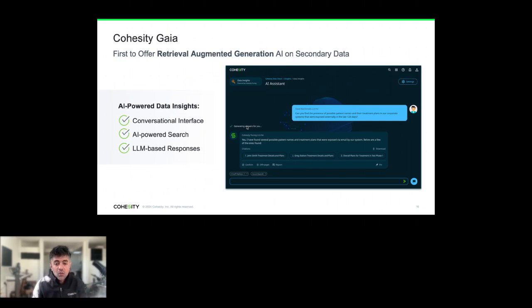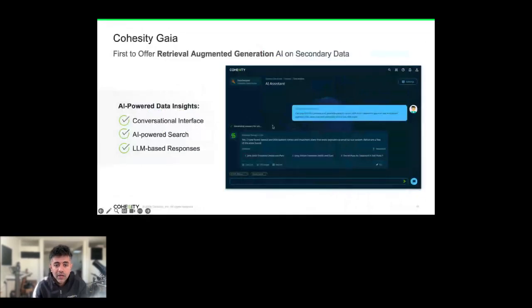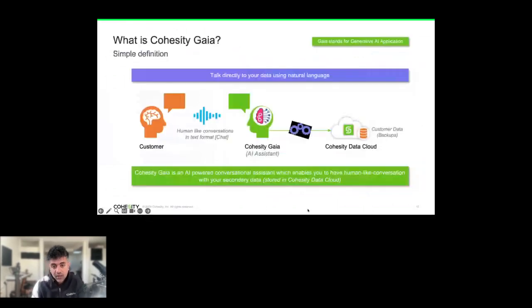Now, since the data is in one place, you just have to bring the right application to it. And that's what we did with Cohesity Gaia, where we brought a conversational interface to where the data is. What we were able to do is build an assistant that has the ability to look at all of your backups, but extract and bring in the data of relevance to the particular persona that the IT team can manage.